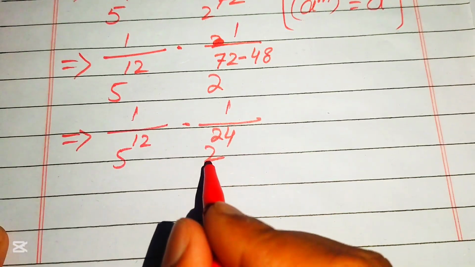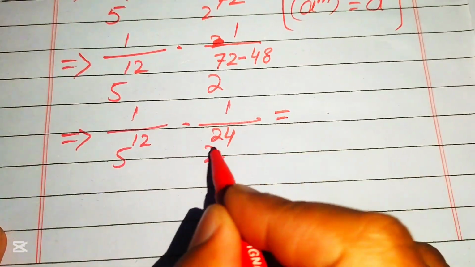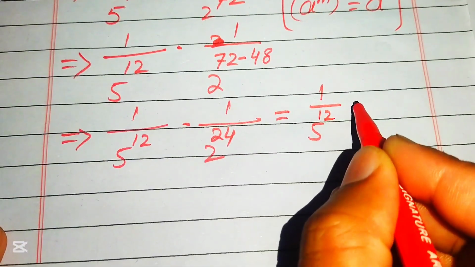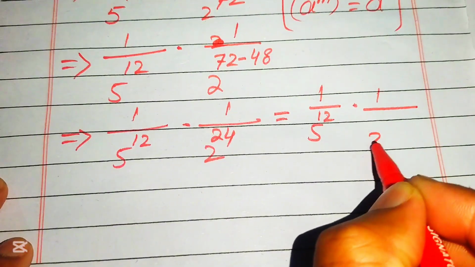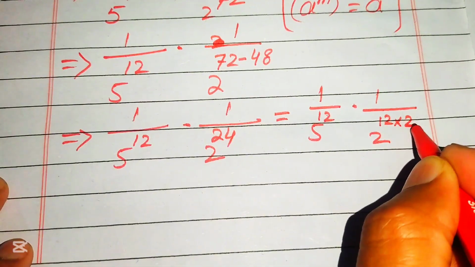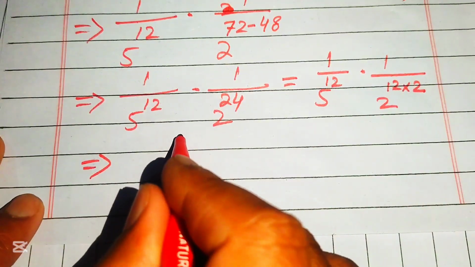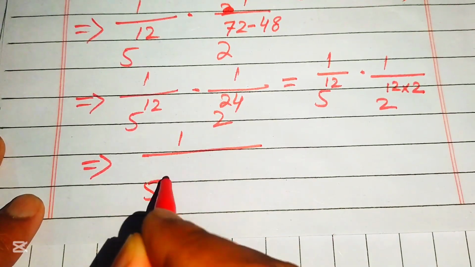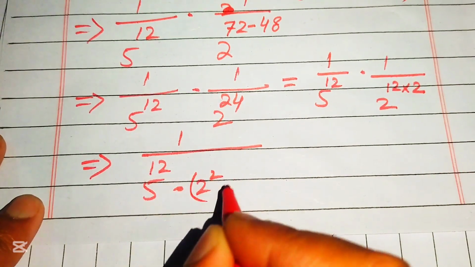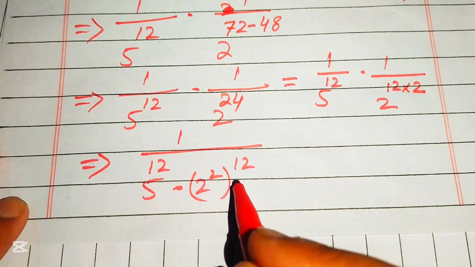So here we need to make the exponents of these terms the same, so we rewrite this term as 1 over 5 to the power of 12 multiplied by 1 over... we write this 24 as 12 times 2. So we again apply the exponent law and we write this term as 1 over 5 to the power of 12 multiplied by 2 squared and its whole exponent is 12. Okay, we write this term here in this form.